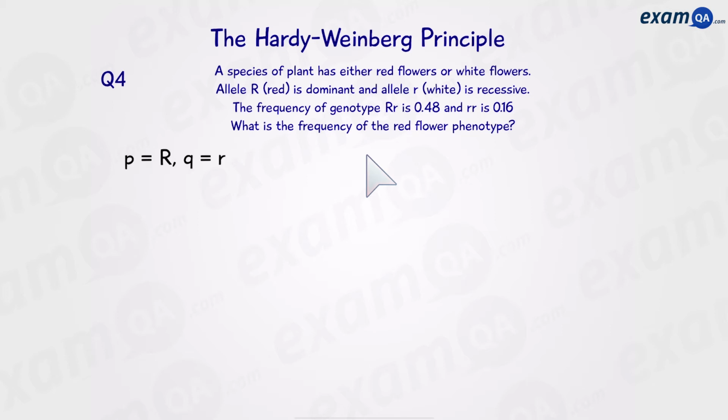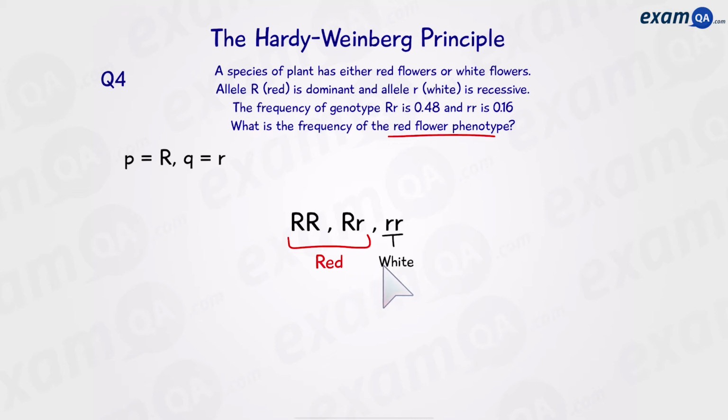So as always, we're going to say that P is equal to big R and Q is equal to small r. We want to work out the frequency of the red phenotype. So from the three different genotypes, these two have red phenotypes, or red flowers. And this genotype will represent white flowers.